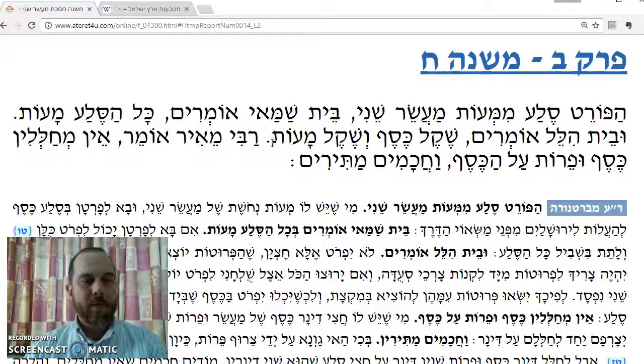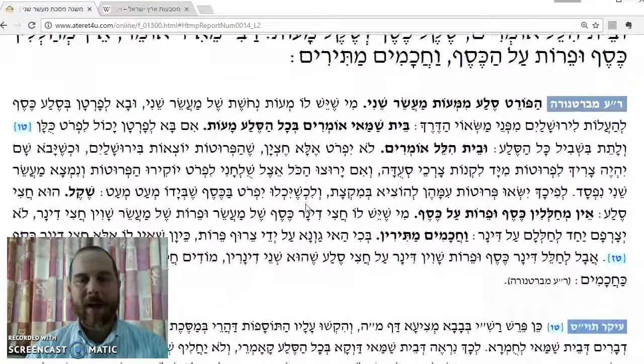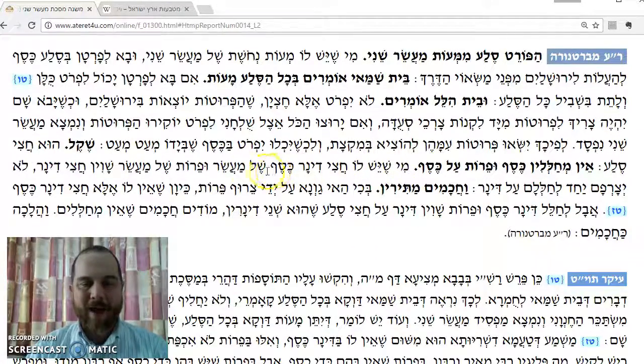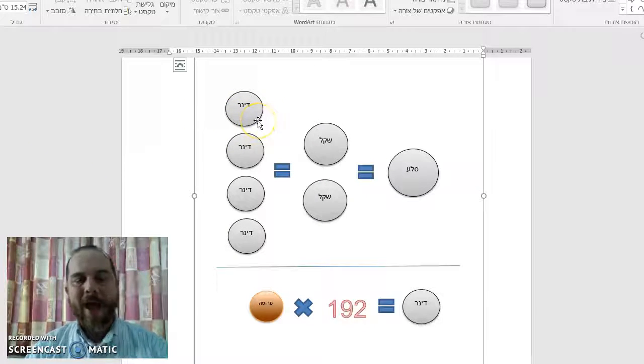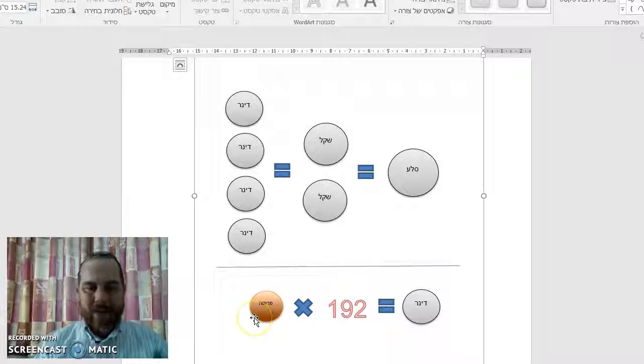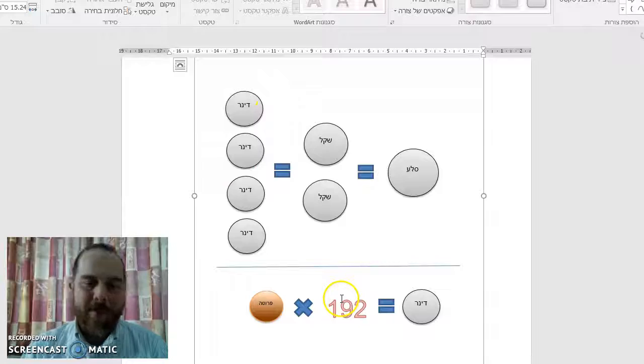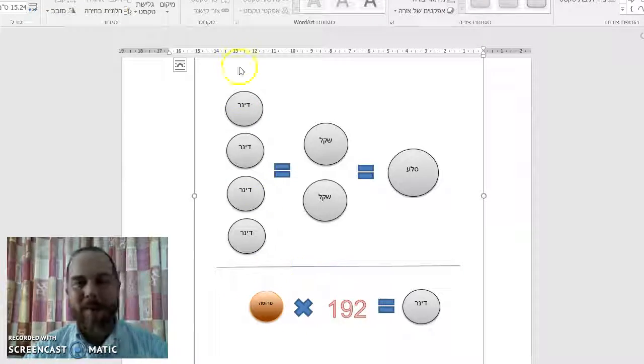The Mishnah continues. Rabbi Meir Omer, ein mechalelin kesef uperot ala kesef v'chachamim matirim. Beit Hillel says the following. If I have a chatzi dinar kesef, half a dinar of maaser uperot shel maaser sheben chatzi dinar. Here, I have half a dinar, the smallest amount. I have perot, but I also have money. I have coins, and then I have perot. Can I combine them in order to get to a dinar? I have 100 prutot, and I have enough money to get myself to a dinar.